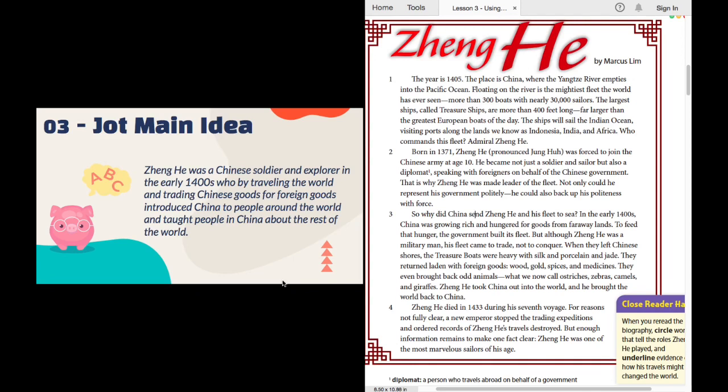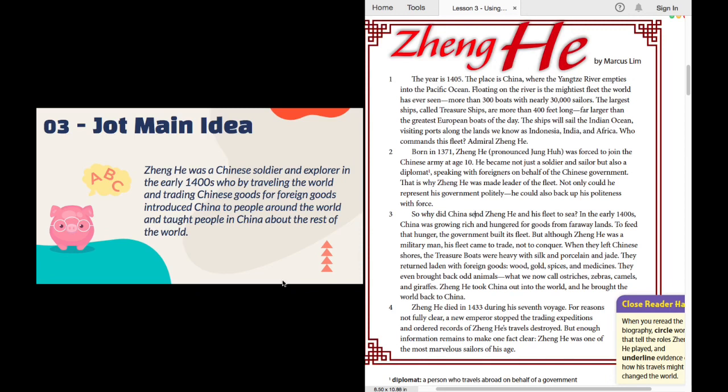So Zheng He was a Chinese soldier and explorer in the early 1400s who, by traveling the world and trading Chinese goods for foreign goods, introduced China to people around the world and taught people in China about the rest of the world. Cool. In my main idea, I've been able to explain why the author wrote this text, what they're trying to say about this person, right? So just make sure that your main idea looks something like this when you are working on the text independently, as in you're answering those important questions about the text.